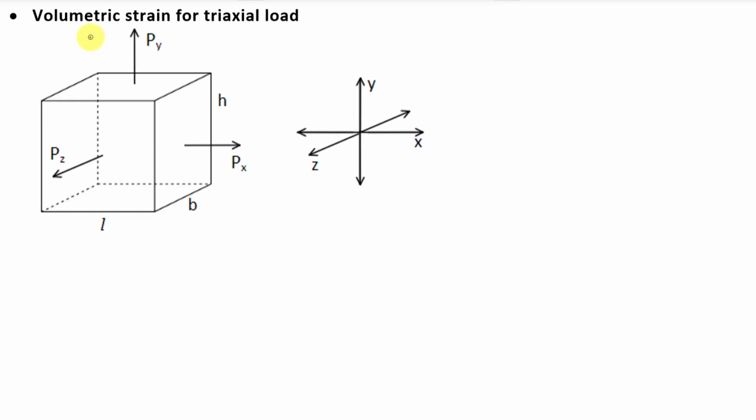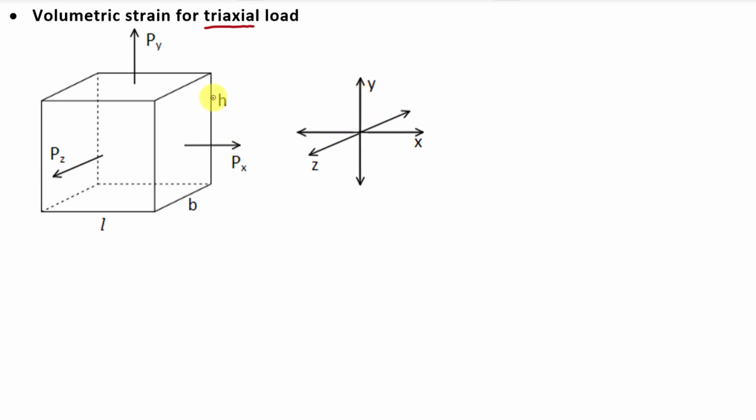Now we are going to discuss volumetric strain for triaxial load. In the figure you can see that we have one cuboid and in that this dimension is length L, this dimension is width B and this dimension is height H. Here we take this direction as X direction, this direction as Y direction and this direction as Z direction.